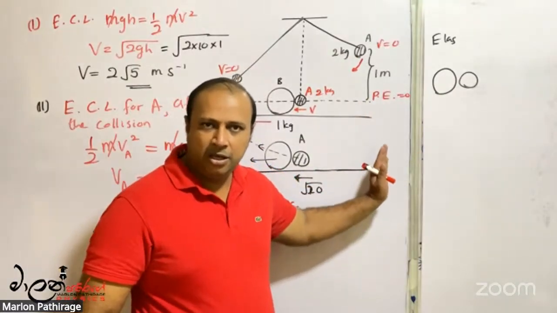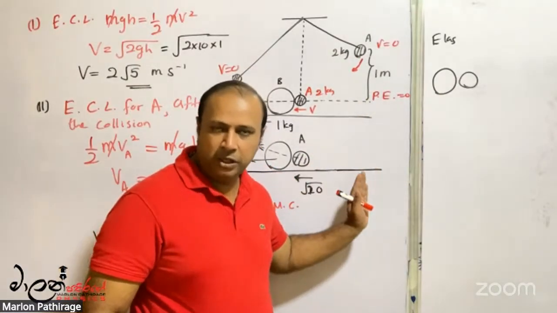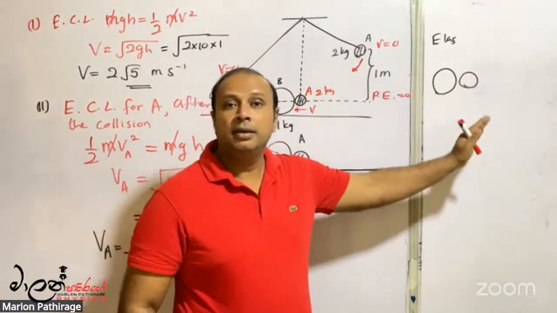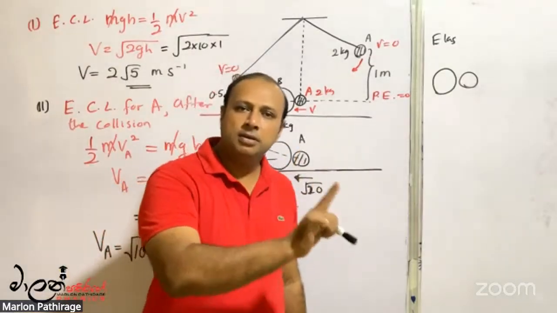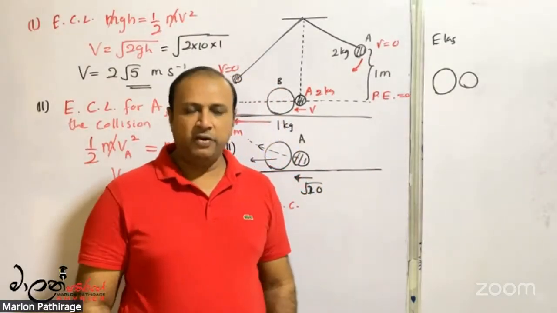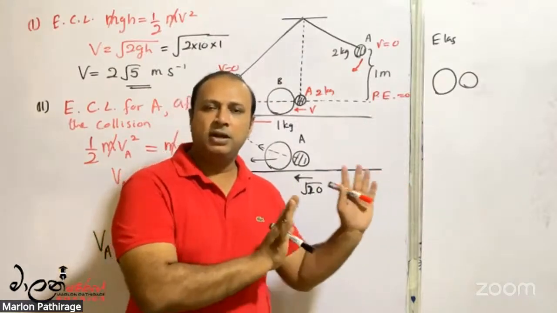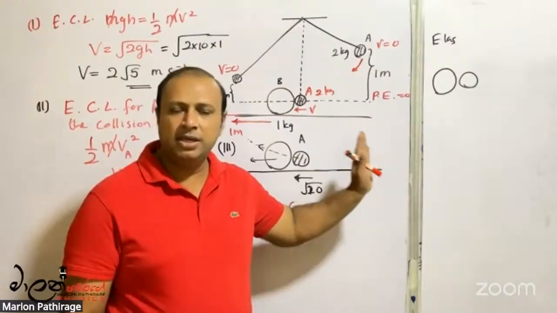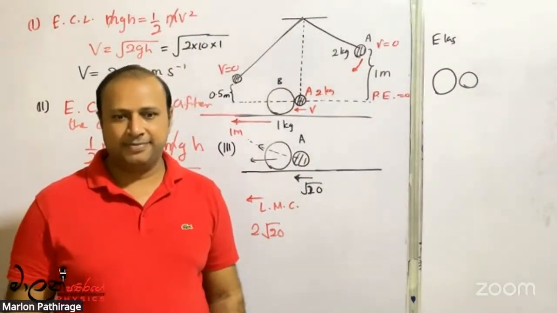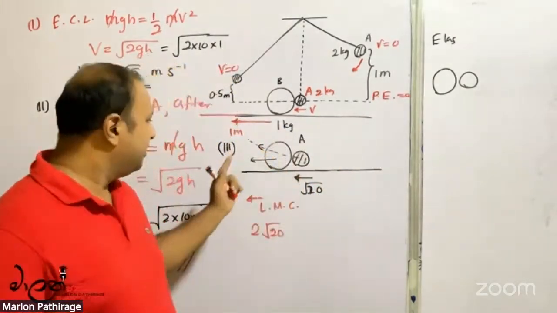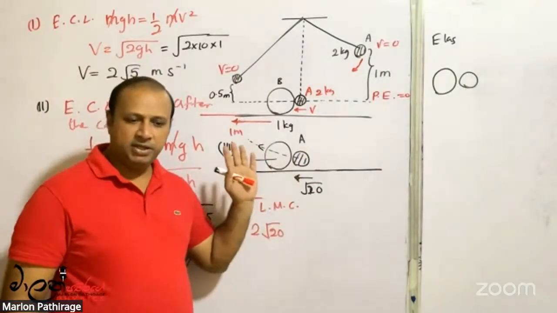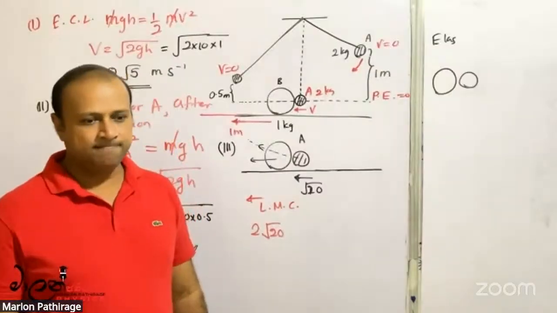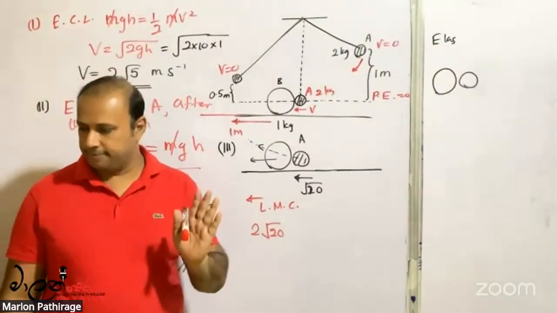Applying energy conservation for a collision means equating the kinetic energy of the system before the collision with the kinetic energy of the system just after the collision. We can do that for elastic collisions only. For other than elastic collisions, we cannot use that relationship. So we have to use linear momentum conservation only. Is that clear? If it is clear, please raise the hand.